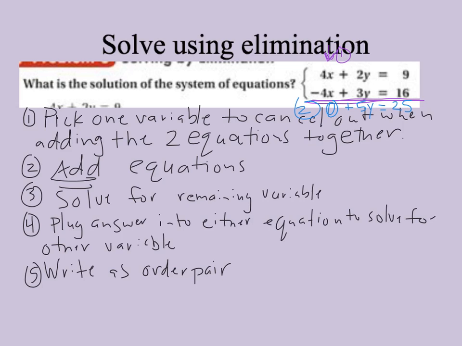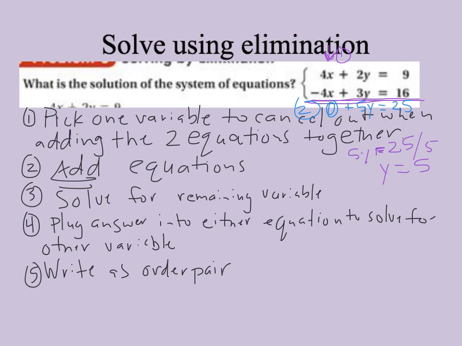3 is you solve for the remaining variable. One variable should cancel out. In this case, it was the x. Now I can solve the equation. 5y is equal to 25. Divide by 5. Y is going to be equal to 5.